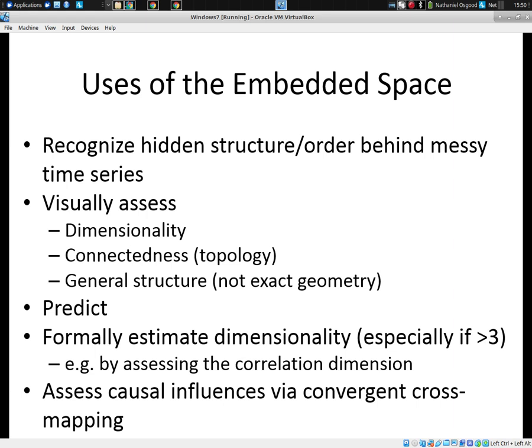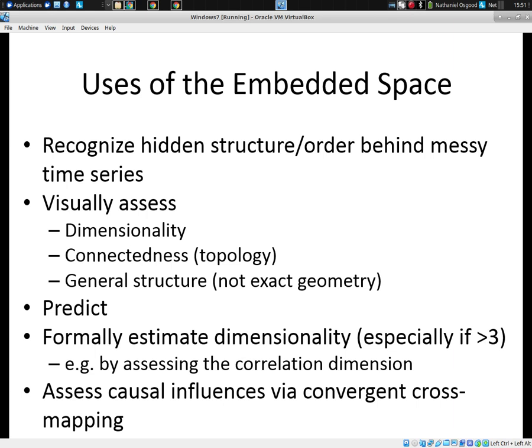Embedding. We began the lecture, and I will again end the lecture with a reminder on embedding. Embedding gives us many things. It gives us insight into state space where we lack recourse to all variables. It lets us recognize the hidden order and regularities behind time series that are otherwise messy or look hard to anticipate, predict, etc.